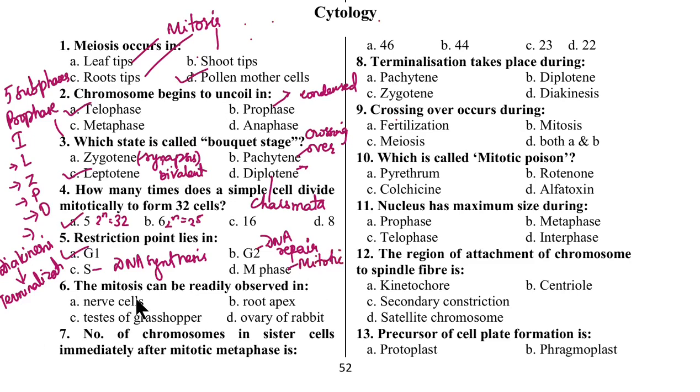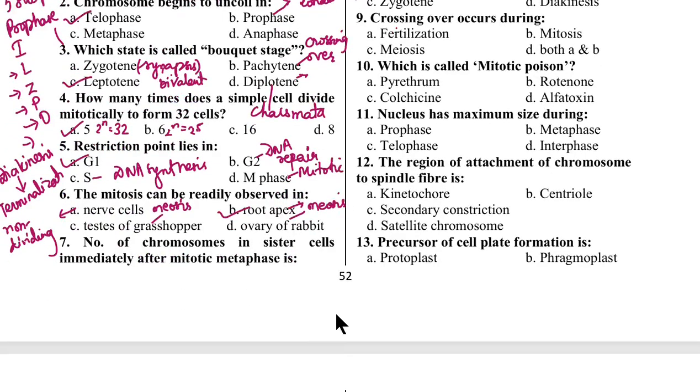Now question number 6. Mitosis can be readily observed in which? Our answer is not NOP cells. No. In NOP cells it is non-dividing. There does not take place any kind of division, and as we know, this is the meristematic region where mitosis occurs. So our answer is root apex. In case of testes of grasshopper, as these are reproductive cells, meiosis takes place. Likewise, the same in case of ovary of rabbit, where meiosis occurs.